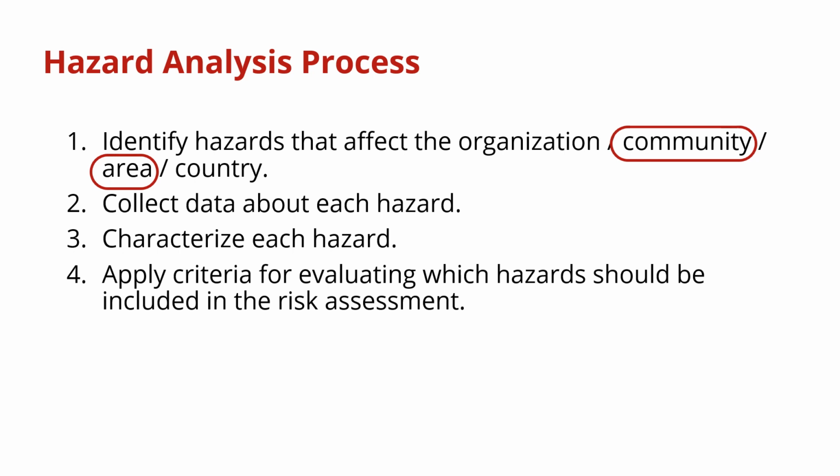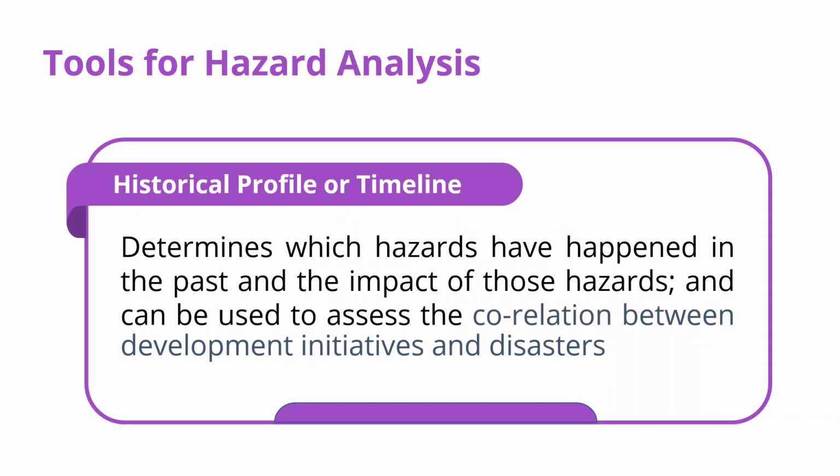So the first step that we need to do is to identify the hazards that are affecting the communities or their areas, and then you need to collect the hazard data about each hazard. Then you have to categorize each hazard, and then you have to have certain criteria for evaluating which hazard could or should be included in the risk assessment. And there are many different tools that we can use for hazard analysis. So that's something that we now need to look at in detail.